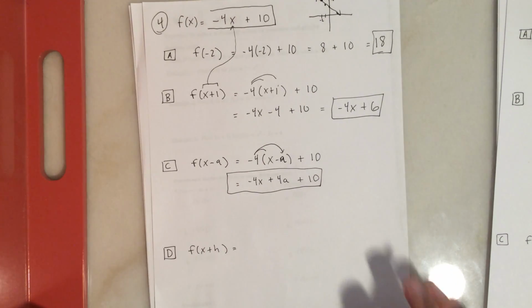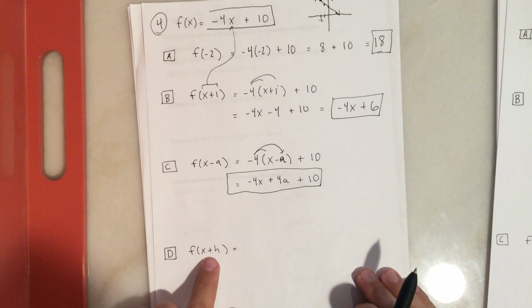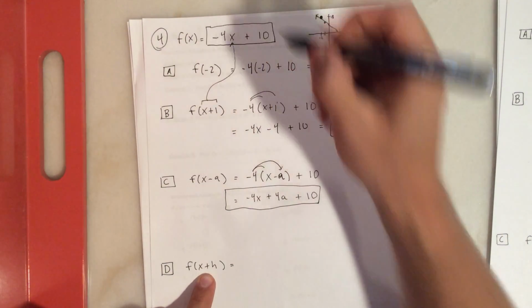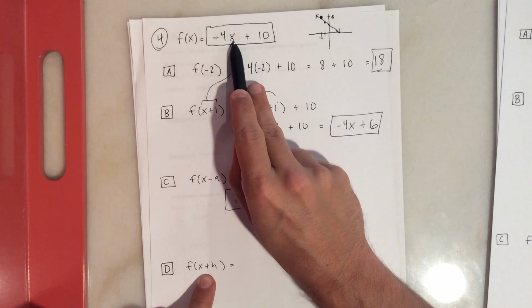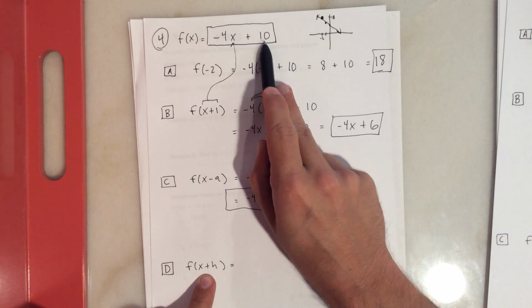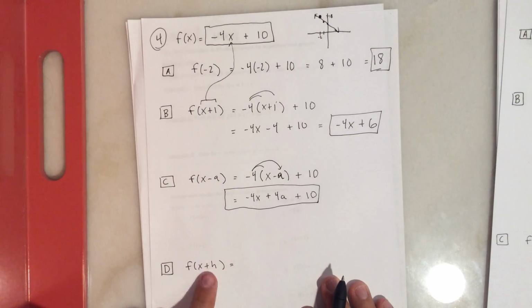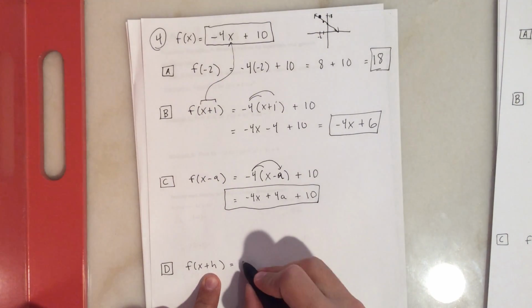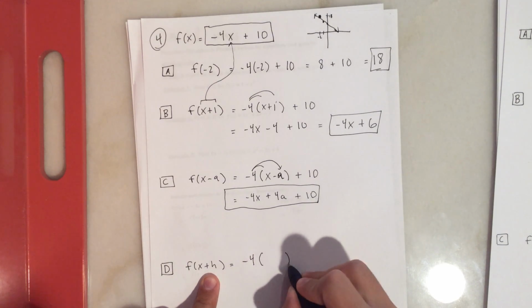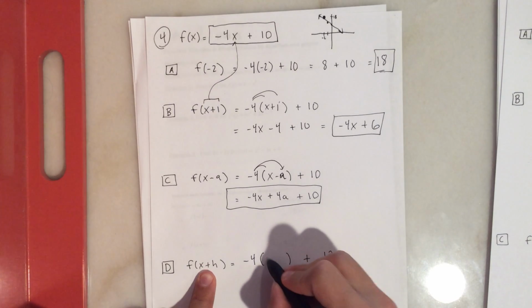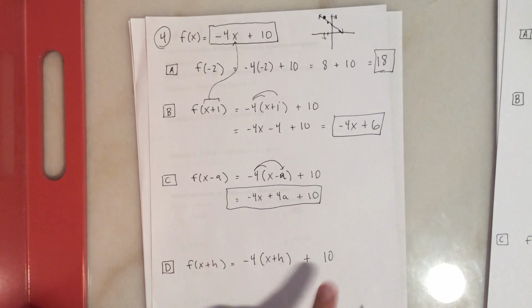And then the final example is very similar to part C. What's f of x plus h? Well, again, we're going to take this rule here, negative 4 times whatever's in the parentheses plus 10. That's the rule. In this case, x plus h is in the parentheses. So negative 4 times, plugging this in, x plus h plus 10.